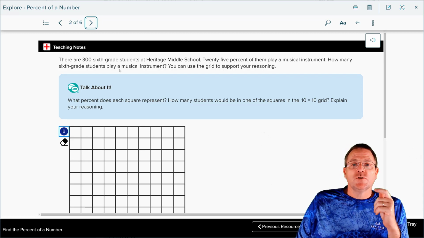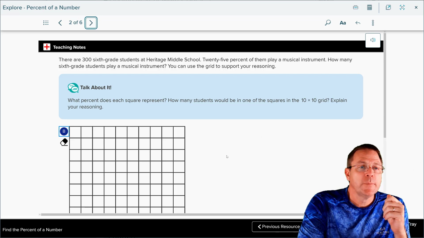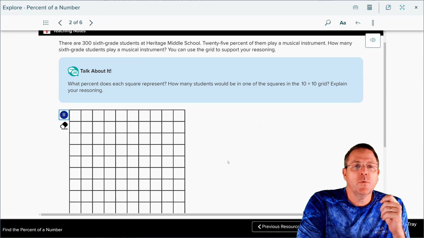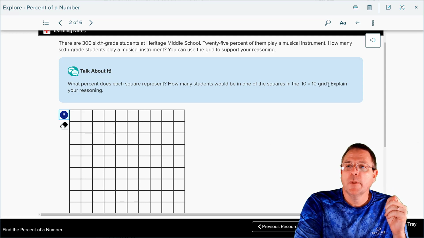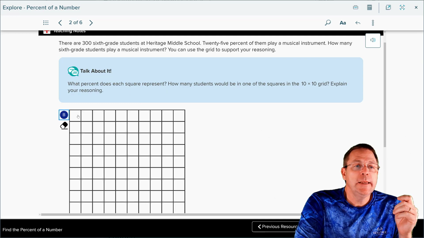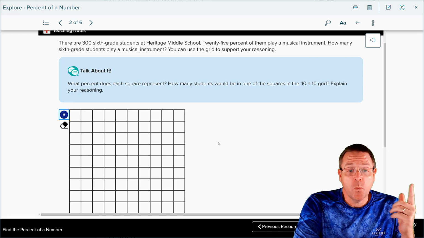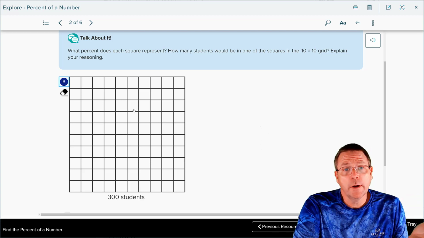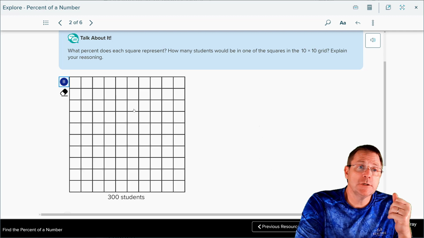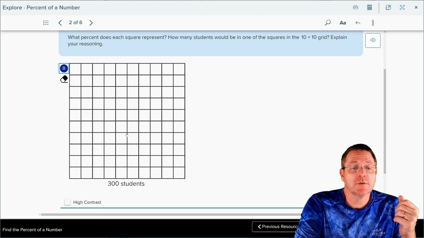First option we have is to use the grid to support our reasoning. What percent does each square represent? How many students would there be in one of the squares? 10 by 10 grid, explain your answer. Well, first off, each little square represents 1%. We've learned about this, I think, in the last lesson where we had 100 1% things. Now this represents 300 students. There's 100 squares. So how many students does each square represent? Each square represents 3 students.